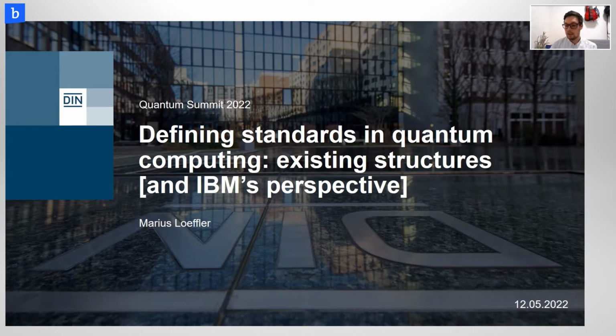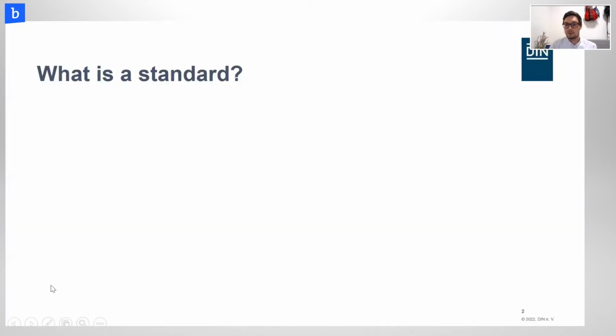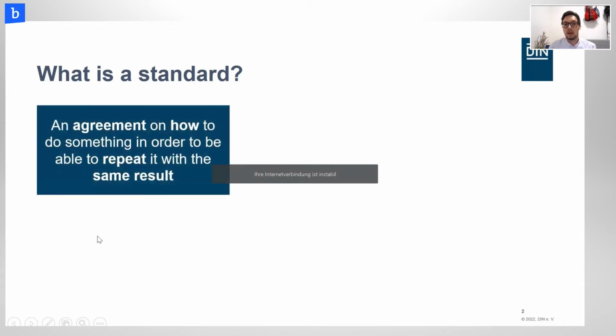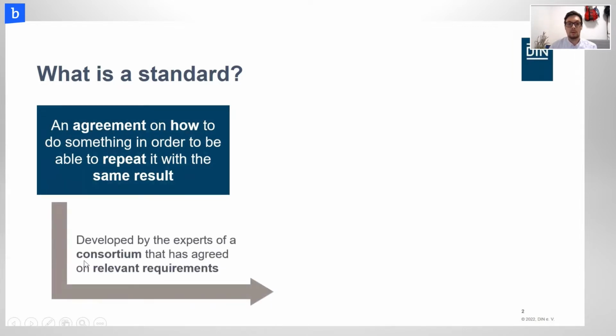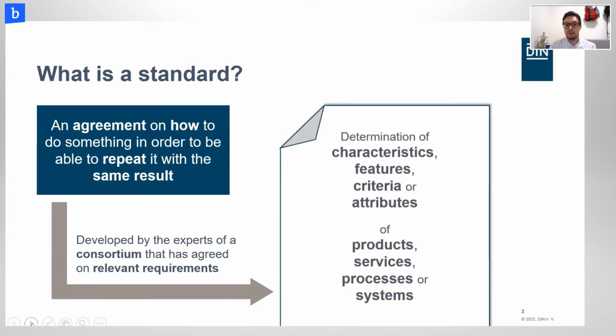But if we go deeper in the world of standards, we have to summarize what is a standard exactly. In a few words, a standard is an agreement on how to do something in order to be able to repeat it with the same result. Those agreements are developed by the experts of a consortium that has agreed on relevant requirements. Those requirements are, for example, the determination of characteristics, features, criteria, or attributes of products, services, processes, or systems. So that's a very short introduction on what a standard is about.